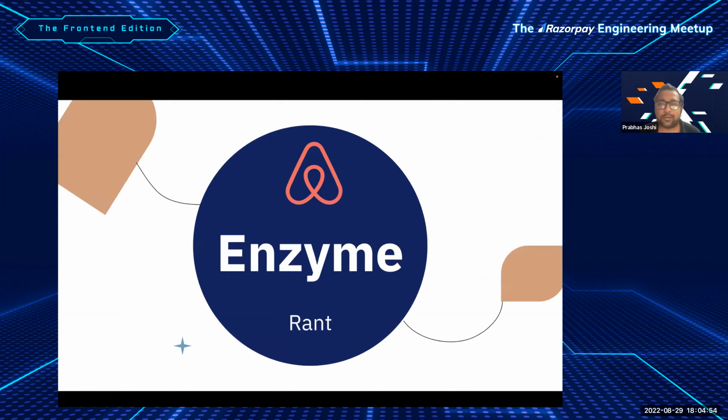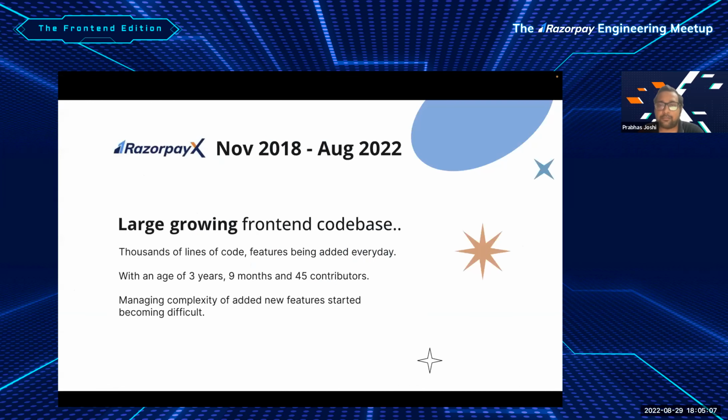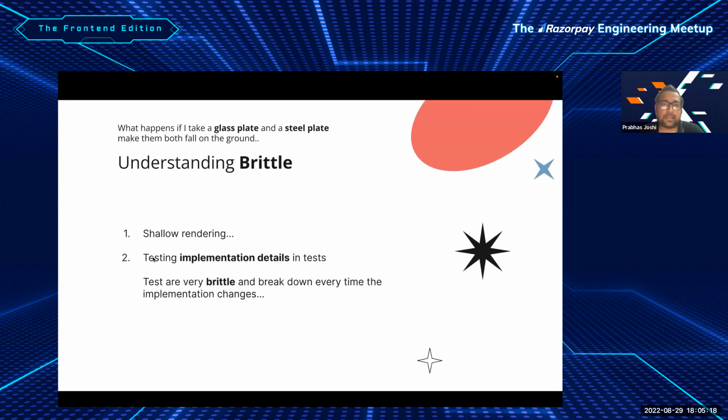Like all good talks, I want to start my talk with a rant. We are developers, we want to rant about something. So speaking about testing, I want to rant about Enzyme. Earlier on, our testing setup was in Enzyme. The later part of the talk is about visibility, but I just want to quickly summarize why we moved away from Enzyme.